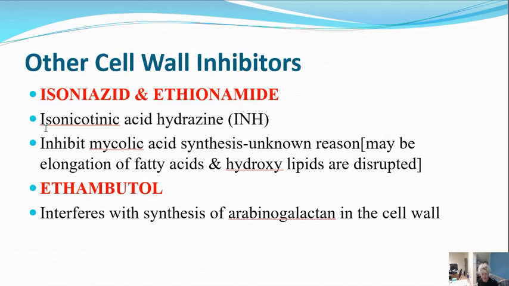Other cell wall inhibitors: the isonicotinic acid hydrazide, INH, or isoniazid. They inhibit the mycolic acid synthesis. For an unknown reason, it may be the elongation of fatty acids and hydroxylipids that are disrupted. Ethambutol interferes with the synthesis of arabinogalactan in the cell wall. The side effects of these are interesting because ethambutol can affect the eyes. Isoniazid can affect the heme production and cause anemia.